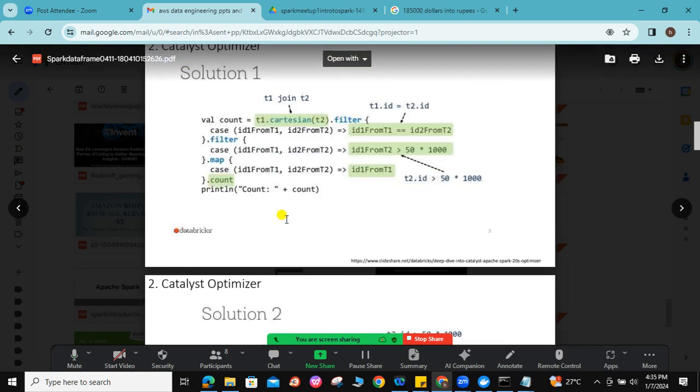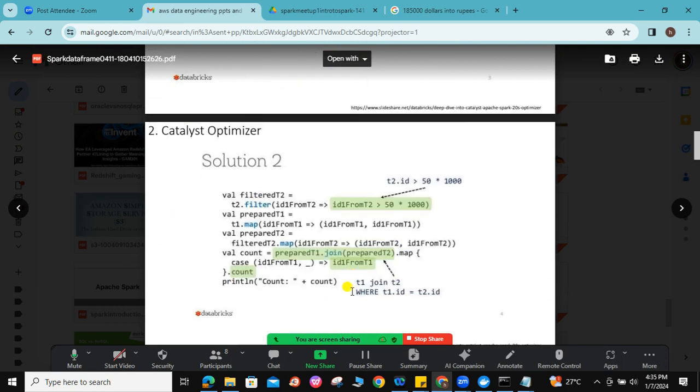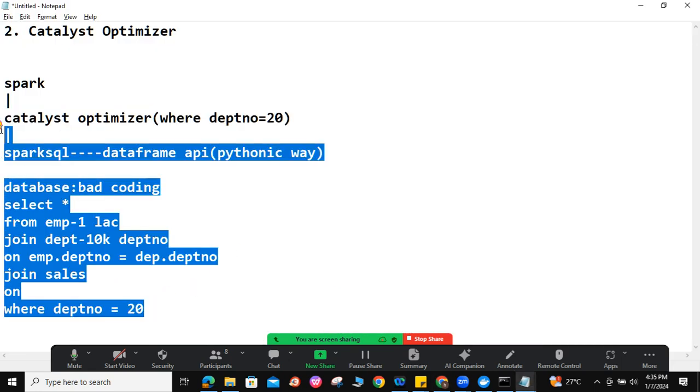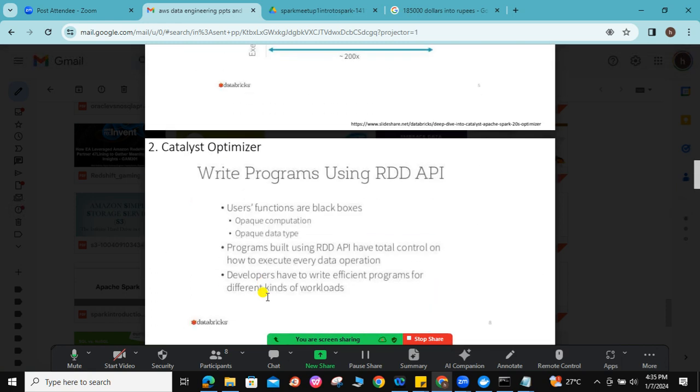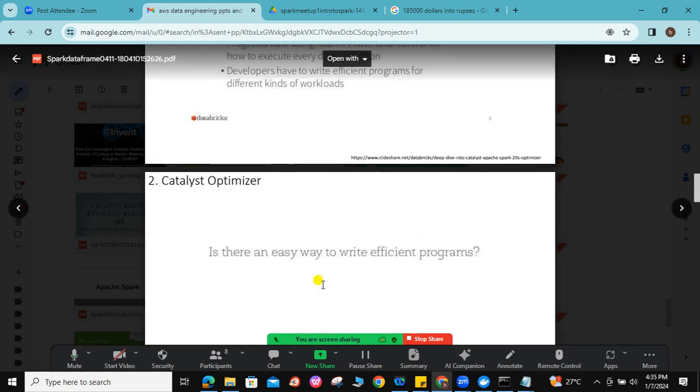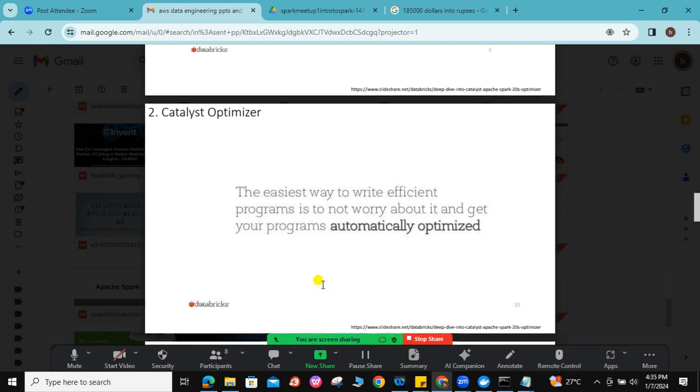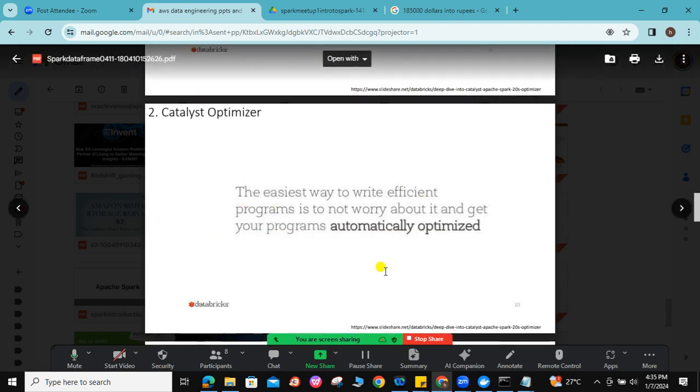Okay, so that's what they have given. They have done filter and all, but the simple way is whatever I have explained. Just have this example whenever they ask about the catalyst optimizer. Not so much to go ahead and speak. Easiest way to write efficient code.